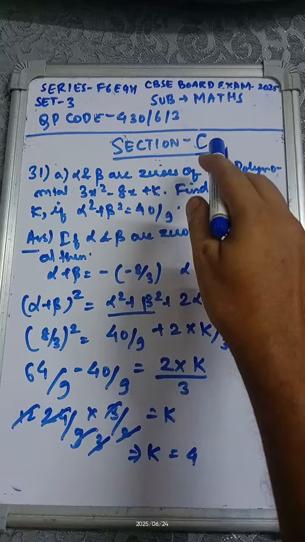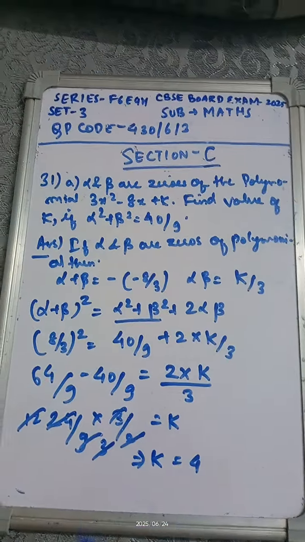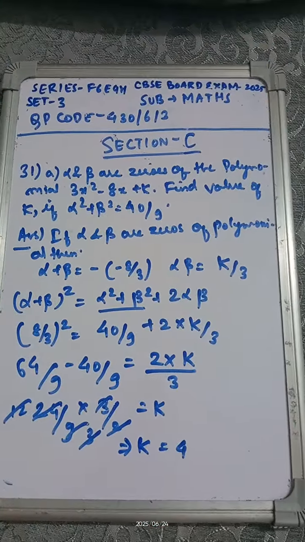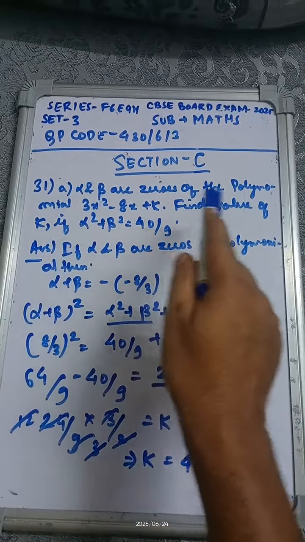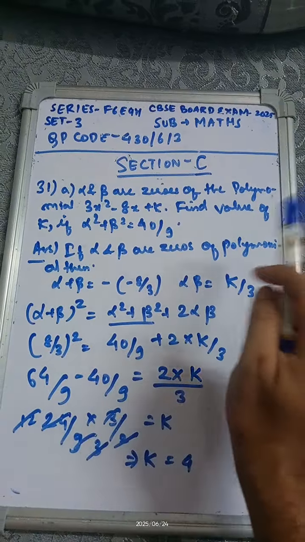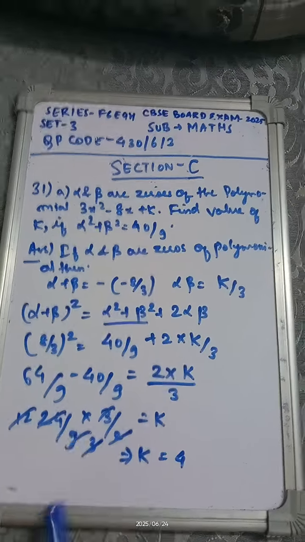So I have started solving questions from section C, and this question is question number 31, which was an OR question. I have solved part A. In the next video, I am going to solve part B. So 31 part A question says that if alpha and beta are the zeros of polynomial 3x square minus 8x plus k, find value of k if alpha square plus beta square equals to 40 by 9.